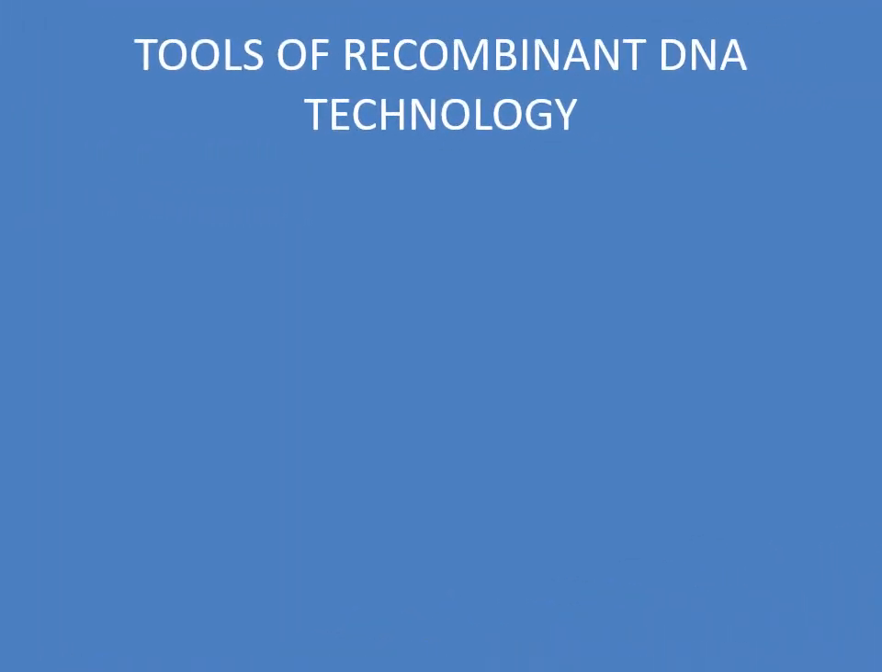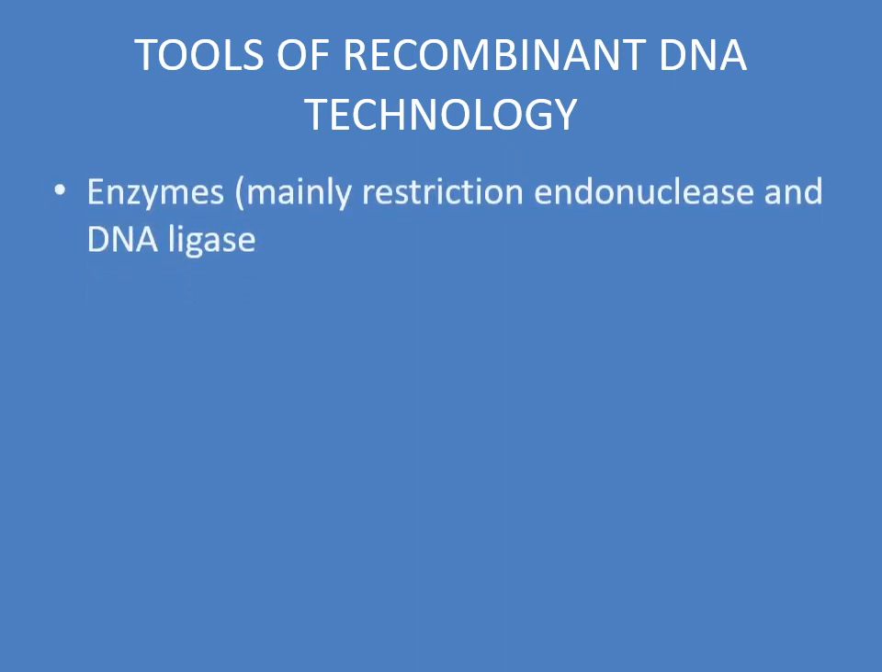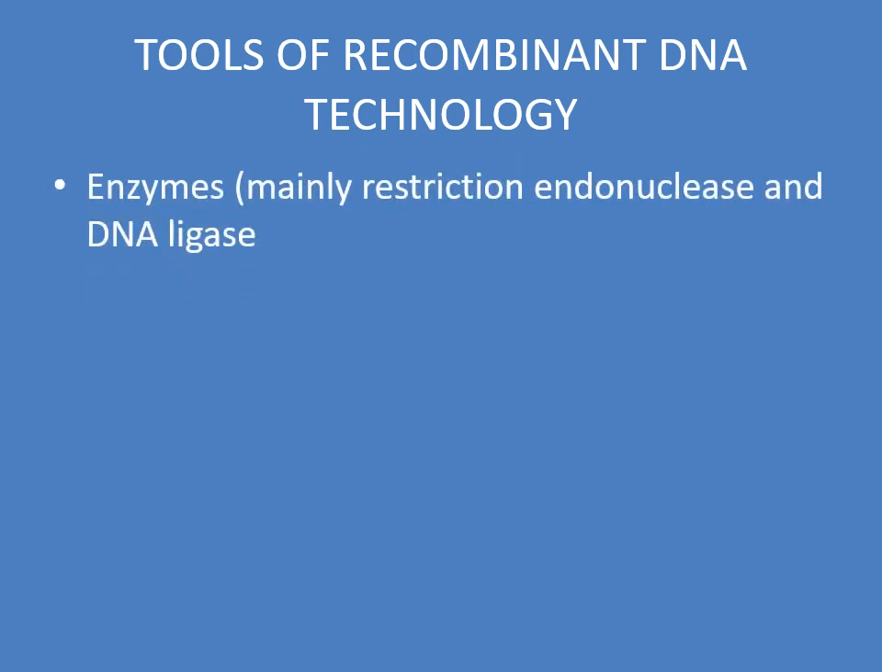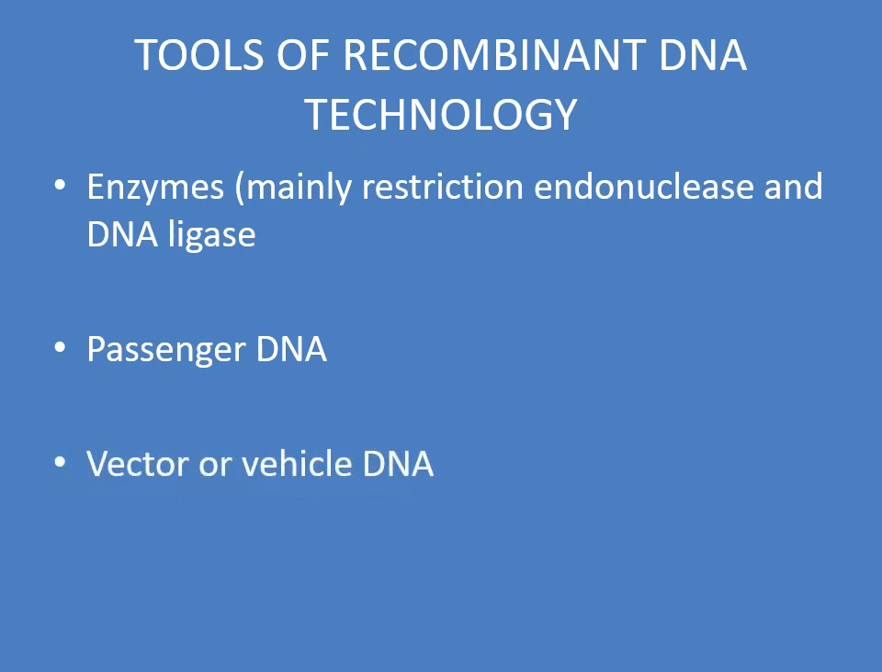So what are the tools of recombinant DNA? Which tools do we need? We need enzymes, mainly restriction endonuclease enzyme and DNA ligase. We need the passenger DNA, which we need to amplify or clone, and we need the vector or vehicle DNA.